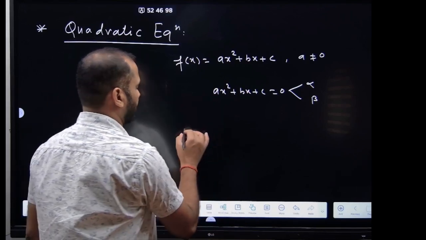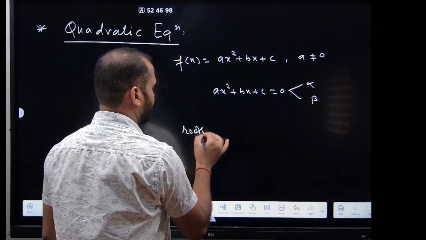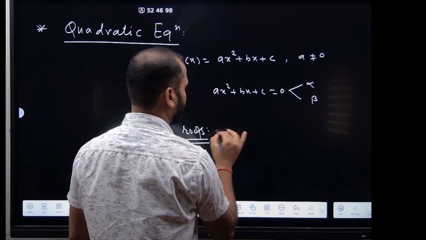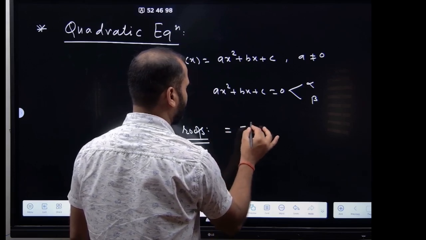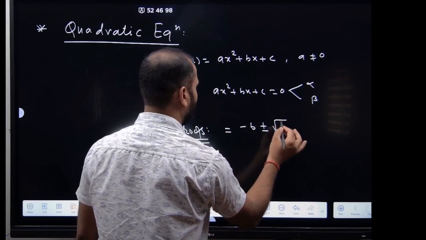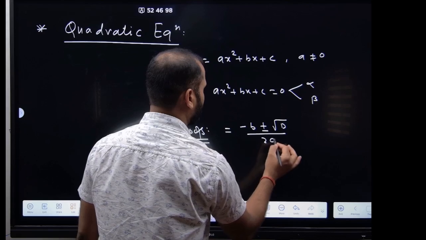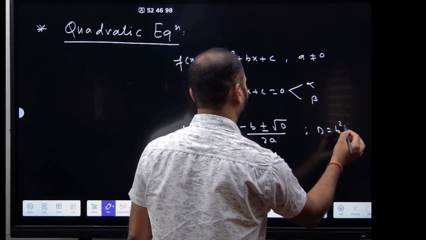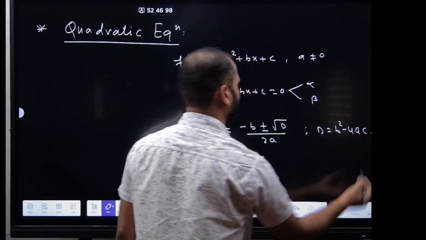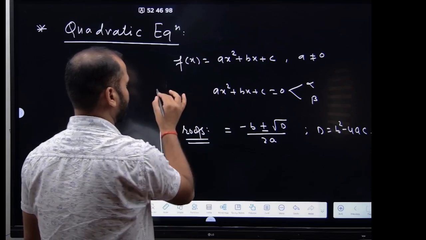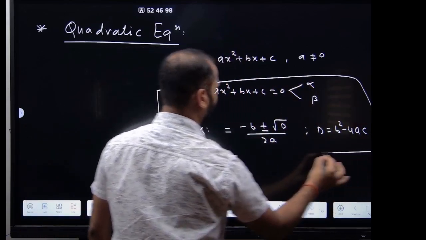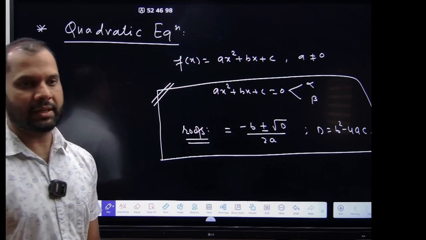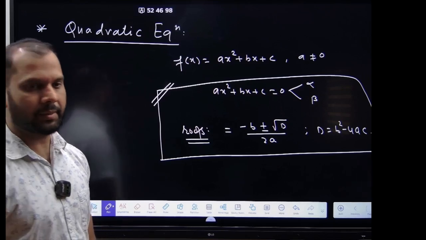Now, the question is how to calculate the roots of this quadratic equation. Many methods are there. Which methods do you know? First you have to calculate the discriminant and then the roots will be equal to minus b plus minus root D divided by 2a. What is D here? D is equal to b square minus 4ac. Yes or no? So, if a quadratic equation is there, maximum 2 roots will be there, and those roots are minus b plus minus root D divided by 2a.